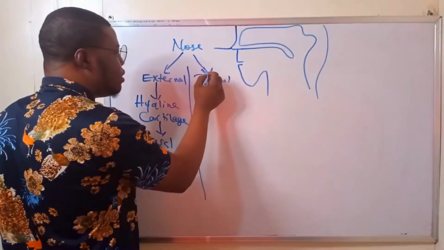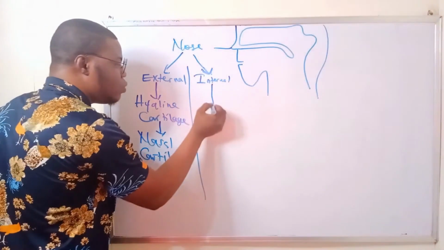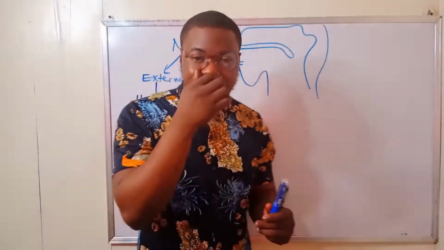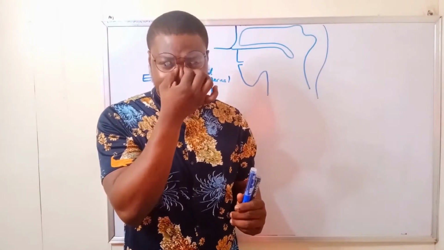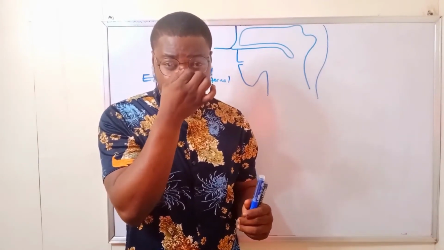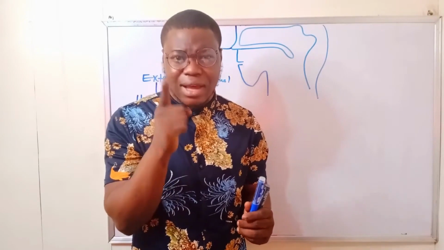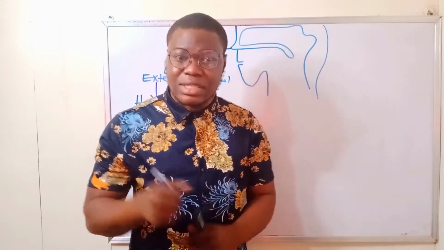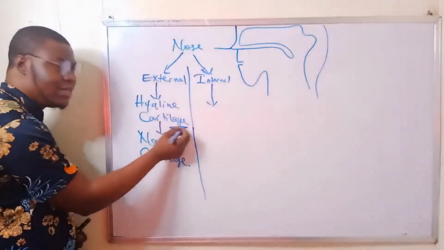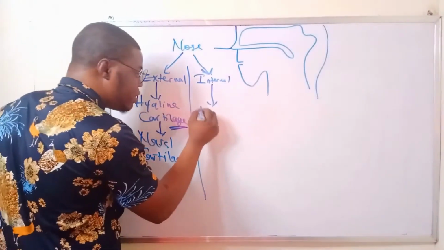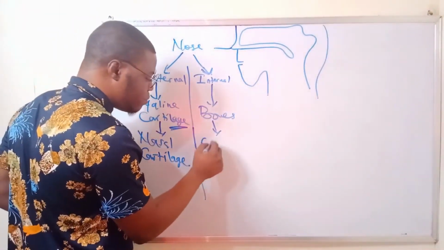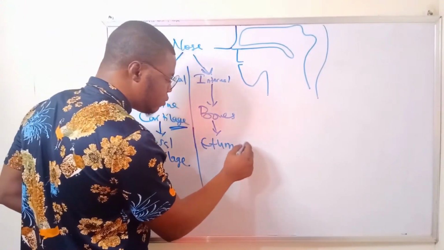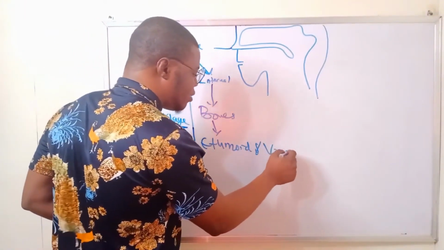The internal nose, where can you find it? Just after this place, continue pressing backward. You realize that you find something hard. So that hard structure is called the internal nose. And because it is hard, that will be telling you something. It is made up of cartilage? No, it is hard. So it is made up of bones. And those two bones are called the ethmoid bone and the vomer bone.